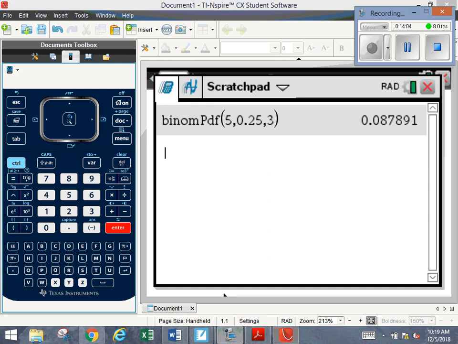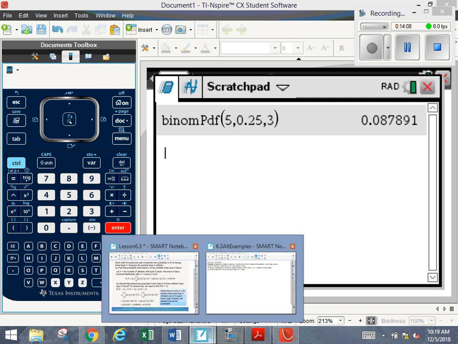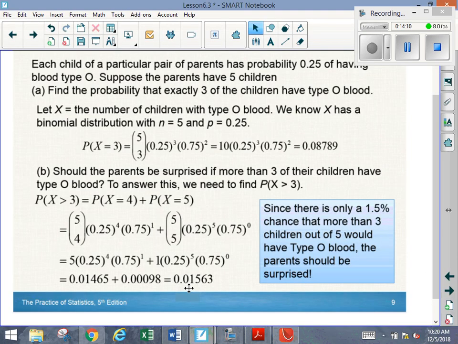So we can see that our value matches their value right here. And now, you ask, why would I use binomial CDF? You saw that there. Well, if we want to know more than 3 of the children, right? That would mean 4 or 5, right?